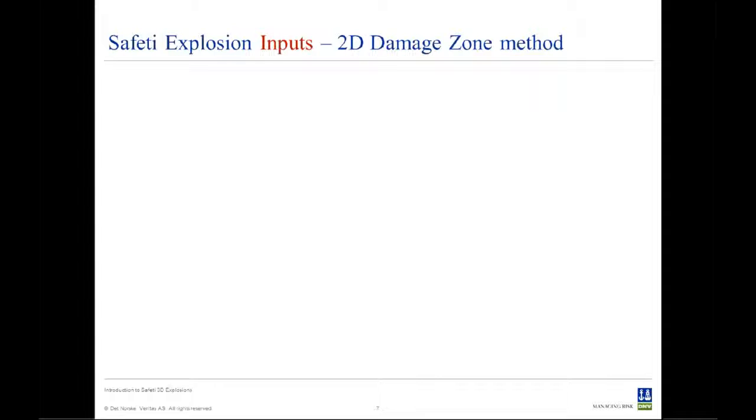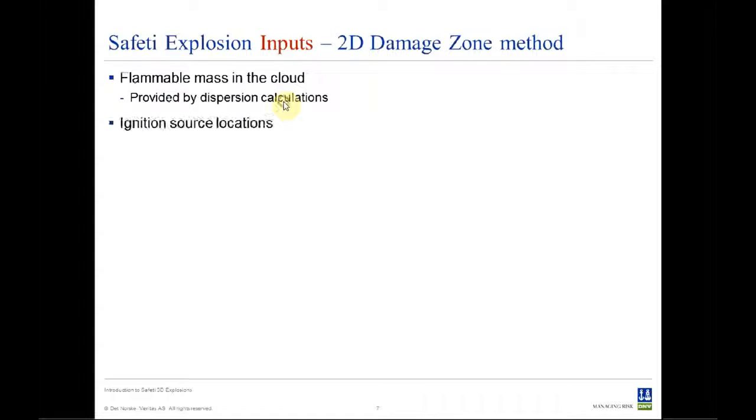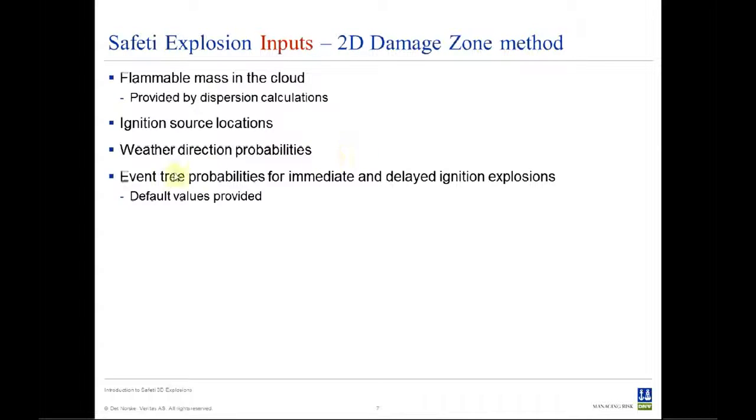So here are the inputs required for these explosion calculations performed in Safeti with the standard 2D damage zone method. Flammable mass in the cloud is required. Of course, that's provided by the dispersion calculations. Ignition source locations need to be specified by the user. Weather direction probabilities are to be specified. And also event-tree probabilities, so the split between immediate and delayed ignition, and also the fraction of when you experience flash fire, when you experience explosion. Default values are provided for all of these.